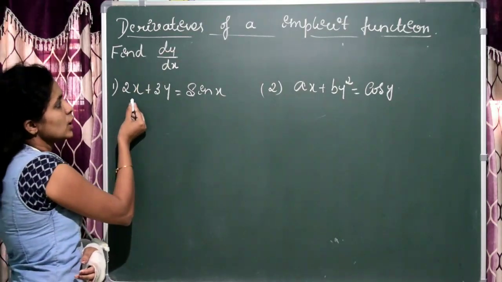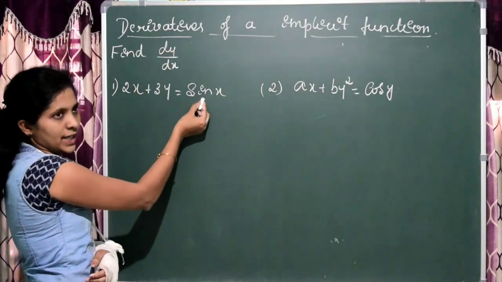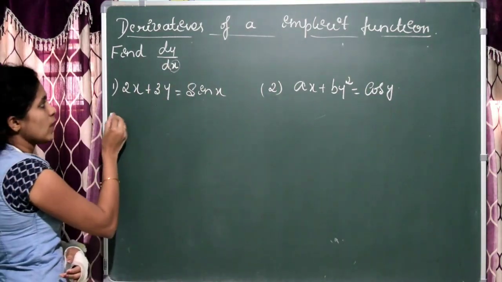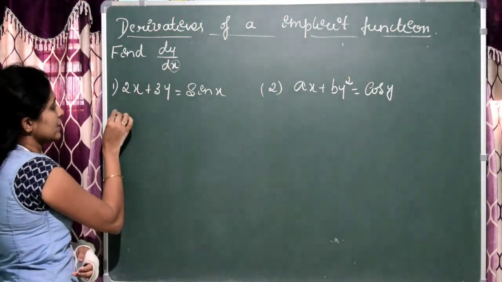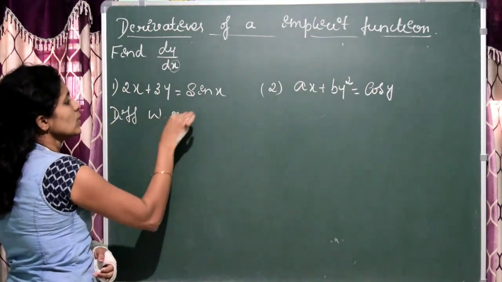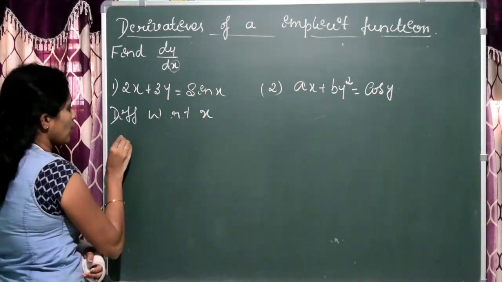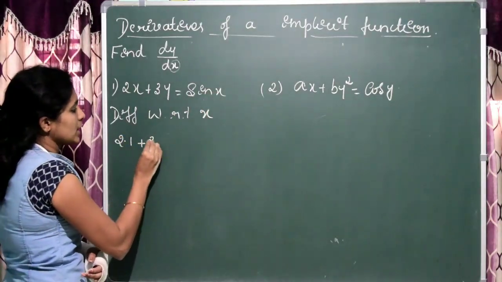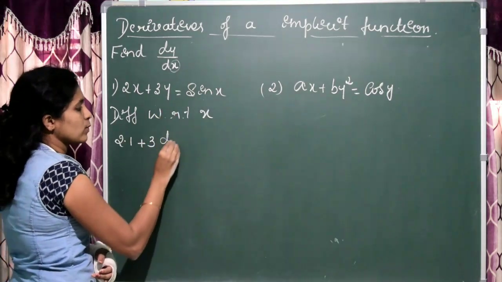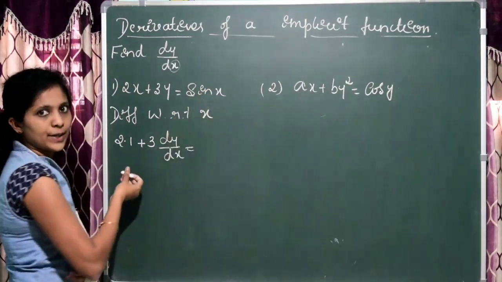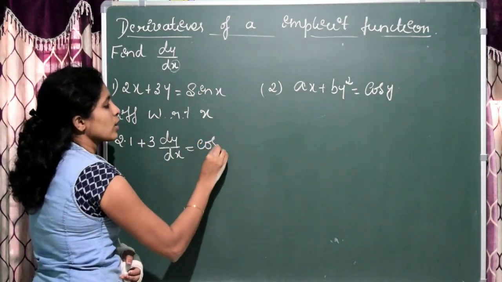Find dy by dx. 2x plus 3y is equal to sin x. dy by dx means you have to differentiate with respect to x. So directly we will do this one, differentiating with respect to x. Derivative of 2 into derivative of x will be 1 plus 3 into derivative of y will be equal to dy by dx. This is equal to derivative of sin x will be equal to cos x.